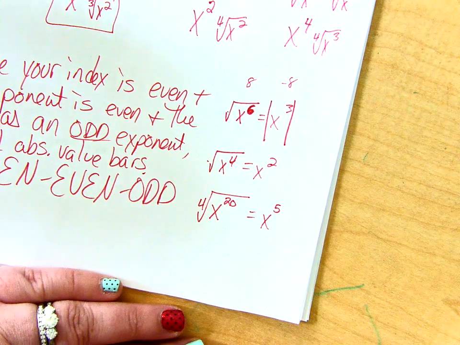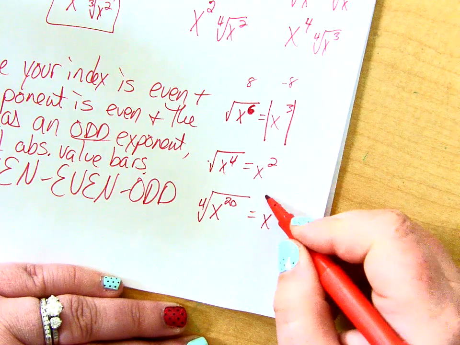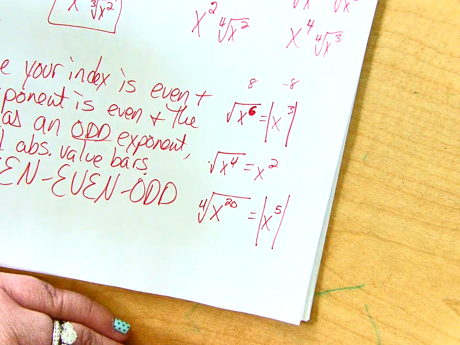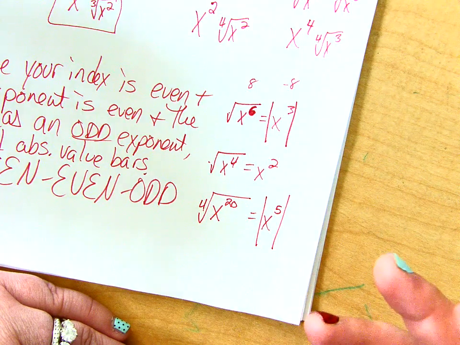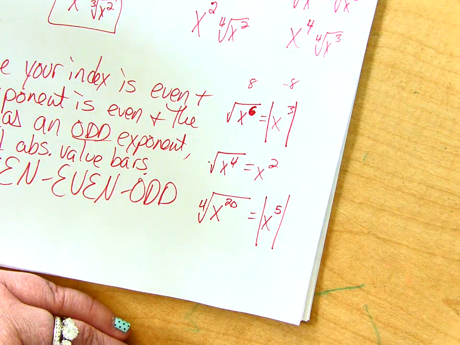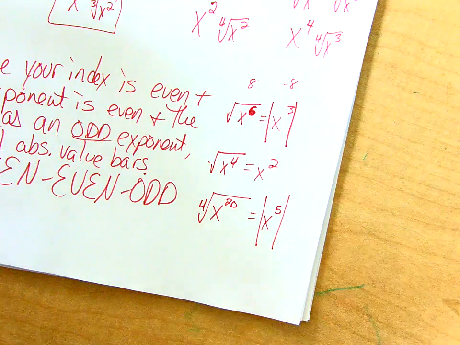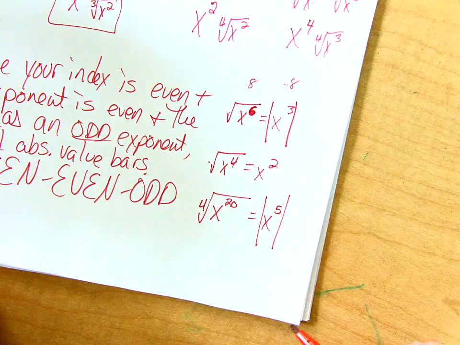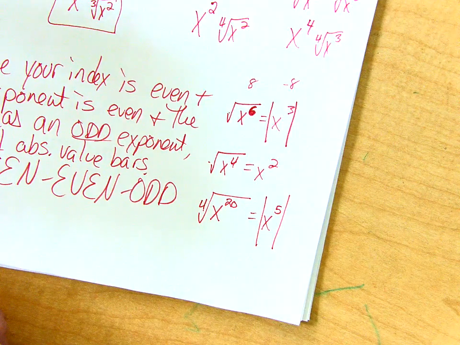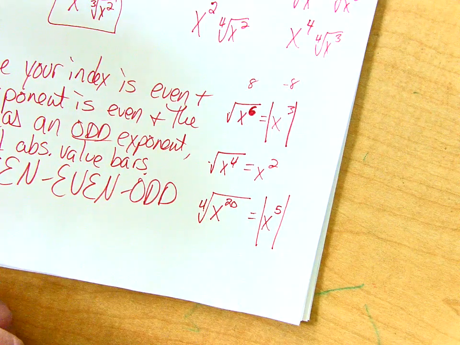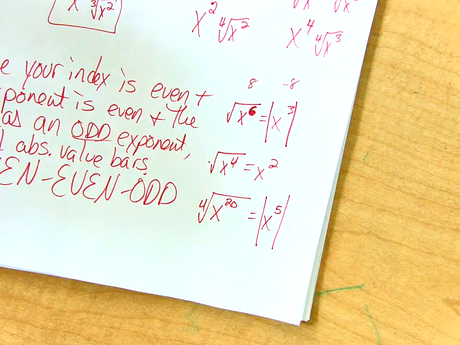Would I need absolute value bars here? Yes. Even, and it came out odd. So I have to put absolute value bars around that answer. It's this little thing, but it's important because I have no idea what x is. It could be a positive number, it could be a negative number. Sometimes they avoid all this by saying at the top of the paper, assume all variables are positive numbers. Then you don't have to worry about absolute value bars. But that's not always the case. Sometimes you do have to worry about them.